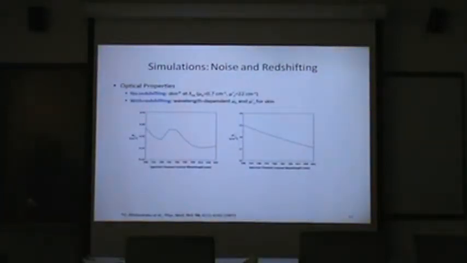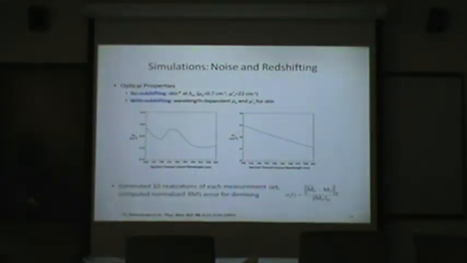And then we're going to consider 2 cases, the simple case where the optical properties don't vary with wavelength, and the more complicated case where we do allow that wavelength dependent variation, and this is what that looks like. This is the absorption coefficient and the reduced scattering coefficient, and this is what the variation looks like across our spectral channels.